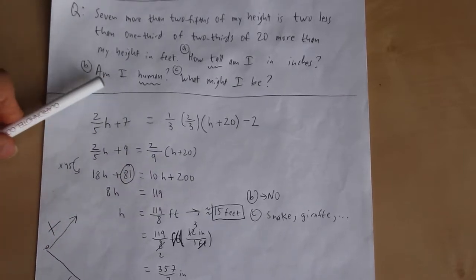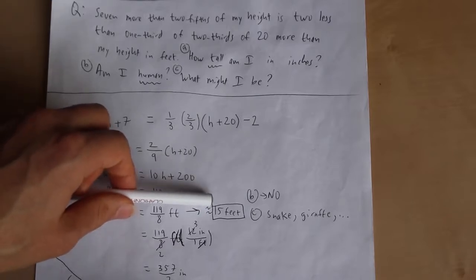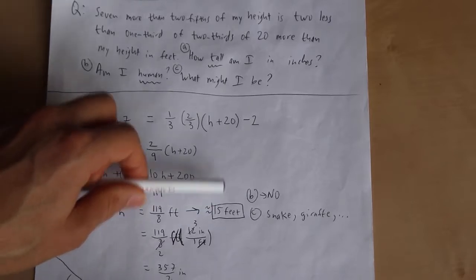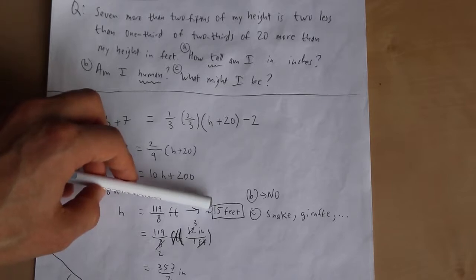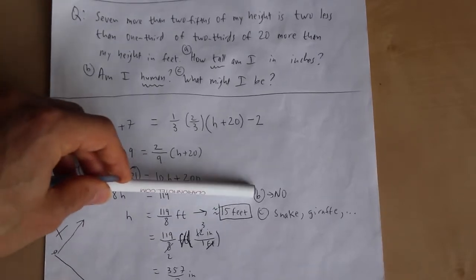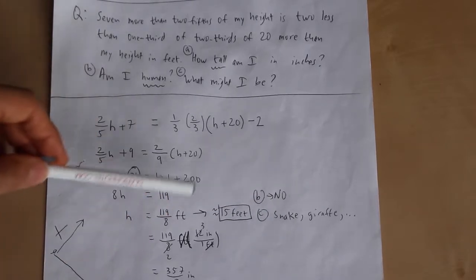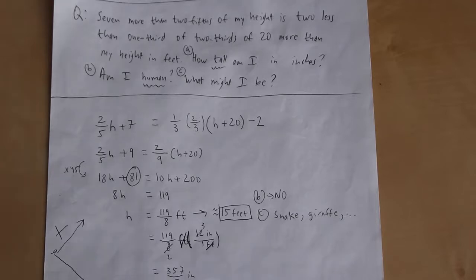So am I human and what might I be? Well, if you're 15 feet tall, clearly that's unusual for a human. So theoretically perhaps, but in practice probably not. So I'm going to say part B is no. Part C might be a snake, it could be a giraffe, it might be other things like a whale.